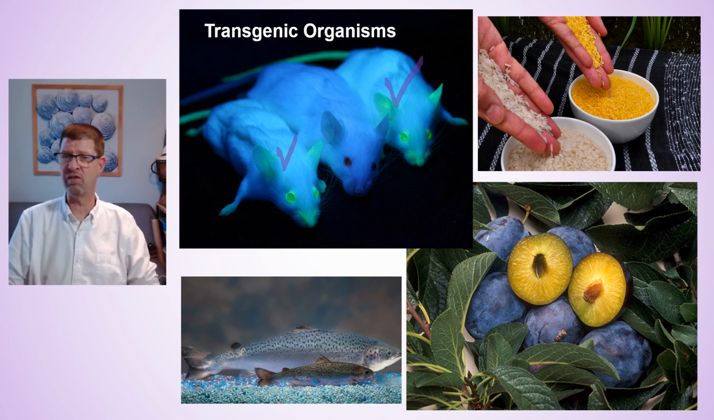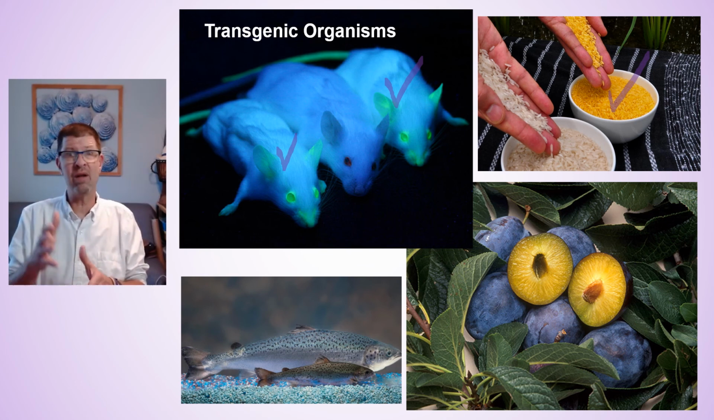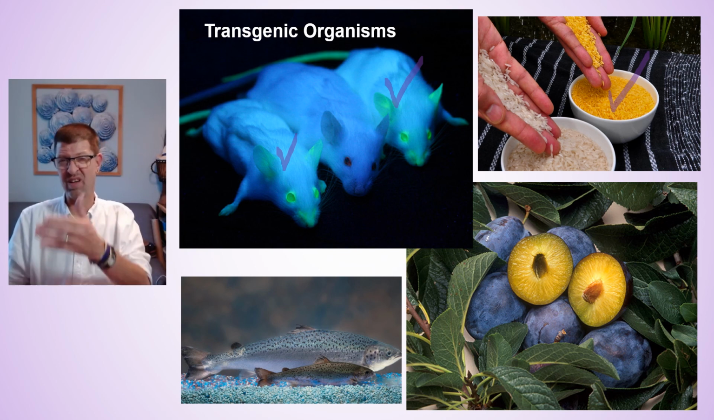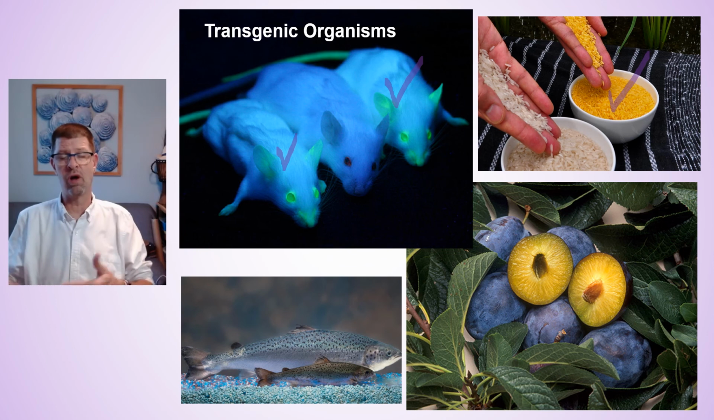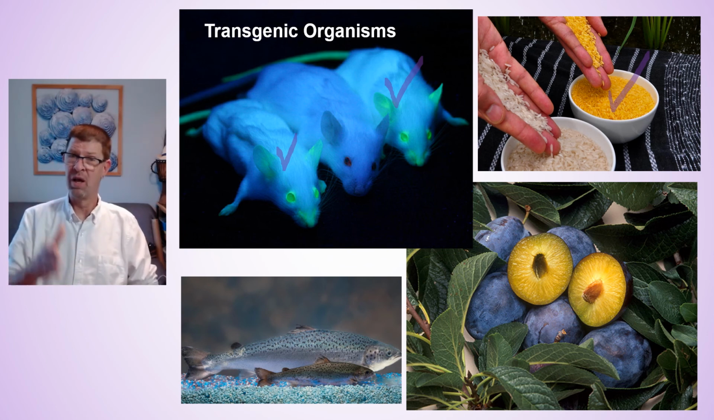This is a rice which has some pigments in it that give it better nutritional value. It actually has more vitamin A in it, and so it's kind of yellow. And what we're trying to do is get Asian countries to grow this rice instead of the white rice that they're used to, because it would solve some problems with malnutrition. But it is, in fact, a transgenic organism.